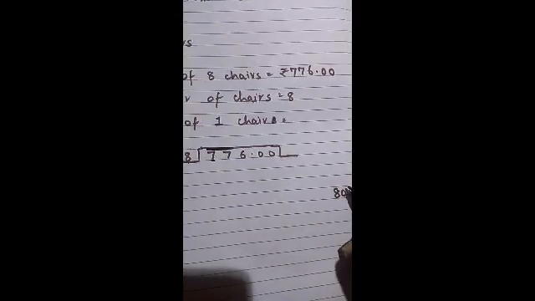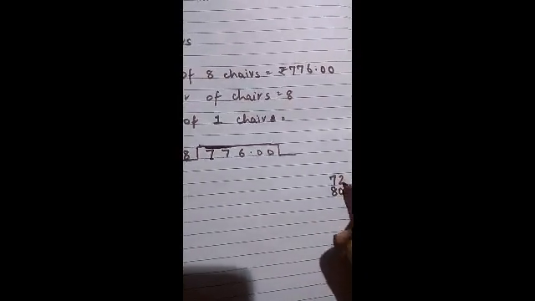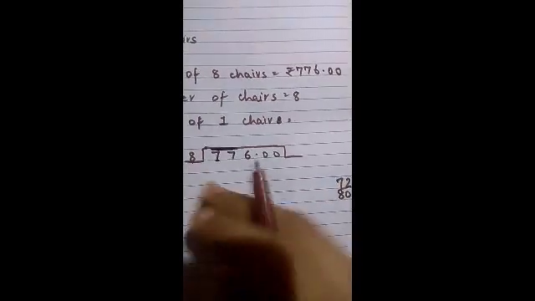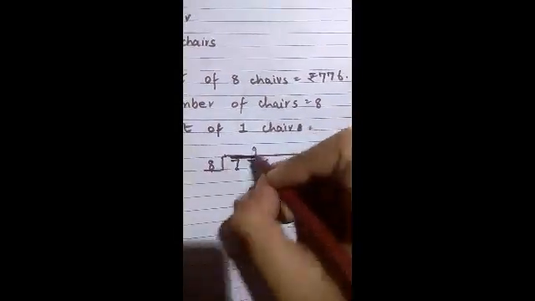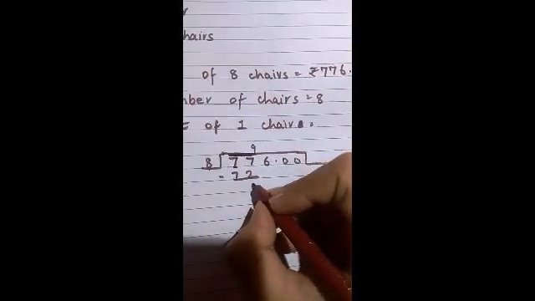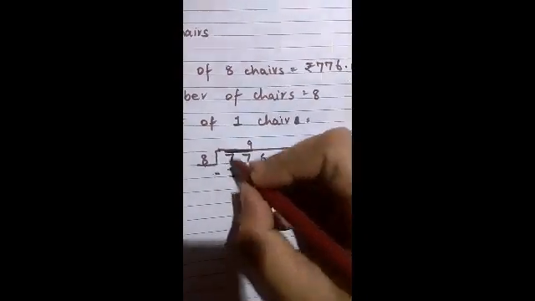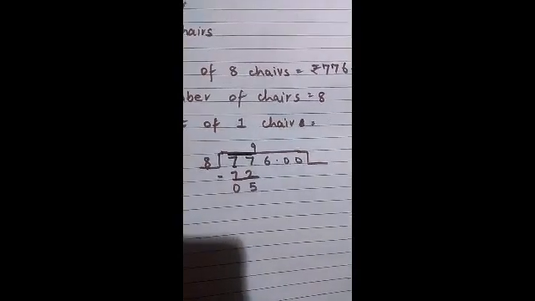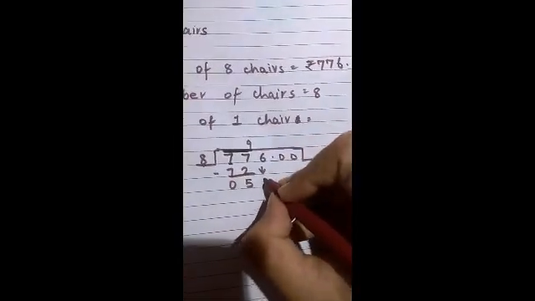So what we will take? We will take the number before that. That was 72. So just write down 8 9s are 72 and subtract. 7 minus 2 will be 5 and 7 minus 7 will be 0. Now bring the next number down, that is 6.